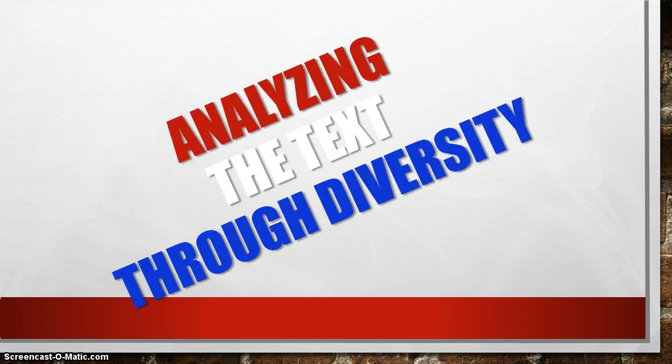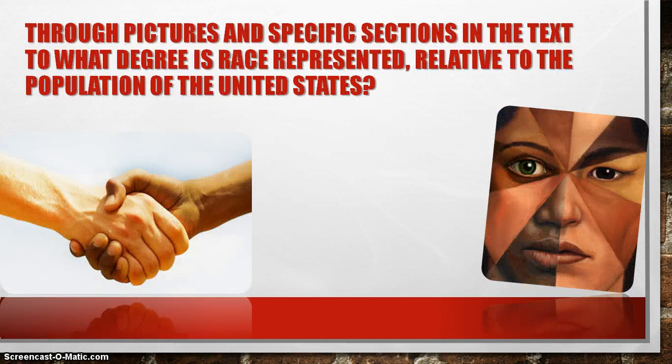This next section will be analyzing diversity and how diversity is represented in this unit. The indicators that I am using to analyze diversity are race, gender, and age range, represented in pictures and examples throughout this unit. The first question that I used to interpret diversity in the unit was through pictures in specific sections in the text. To what degree is race represented relative to the population of the United States?